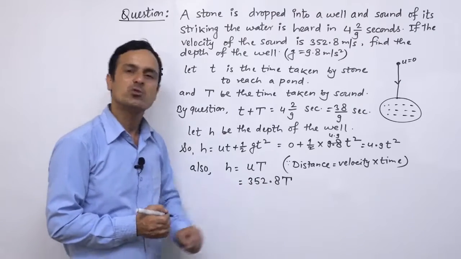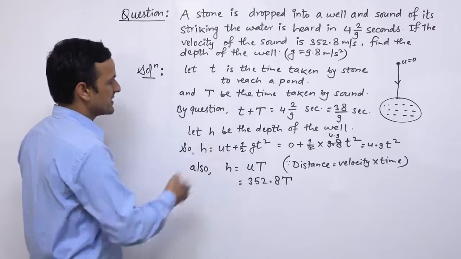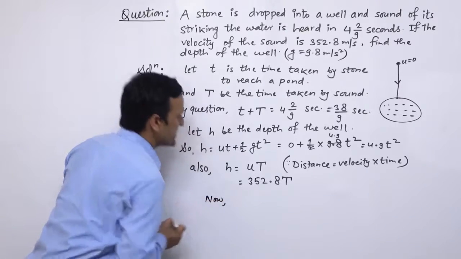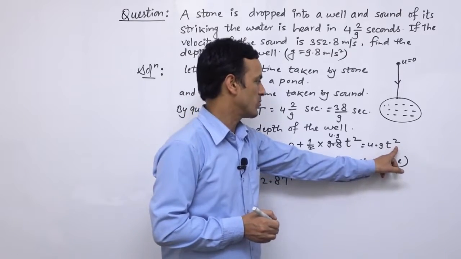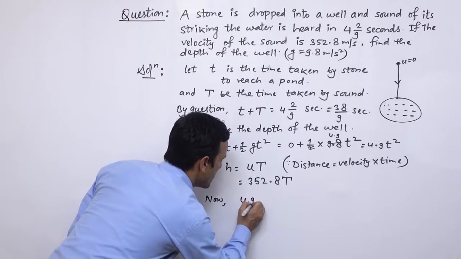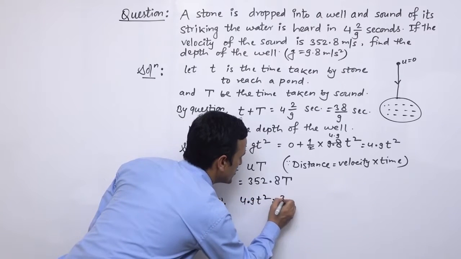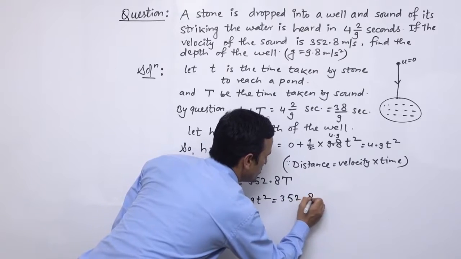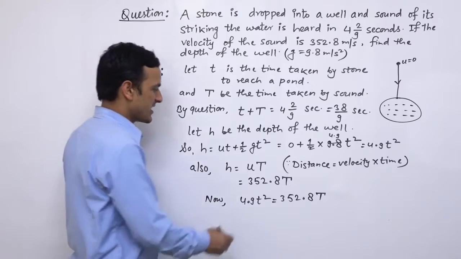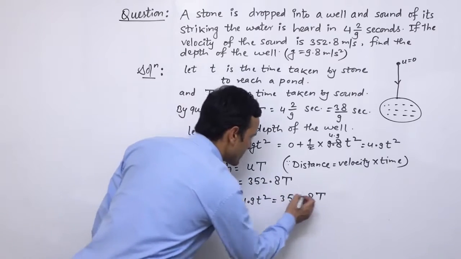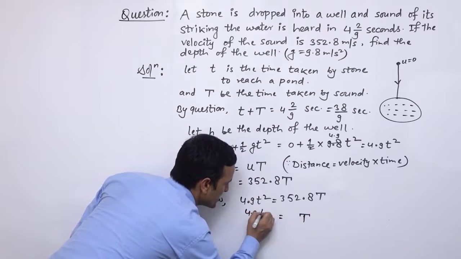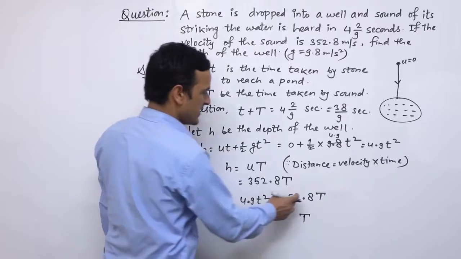So 352.8 times capital T. Now we can equate this value and this value. So write down H is equal to 4.9 t square is equal to 352.8 times capital T. So now we can find out the value of capital T from here. So the value of capital T is equal to 4.9 t square divided by this term, 352.8.